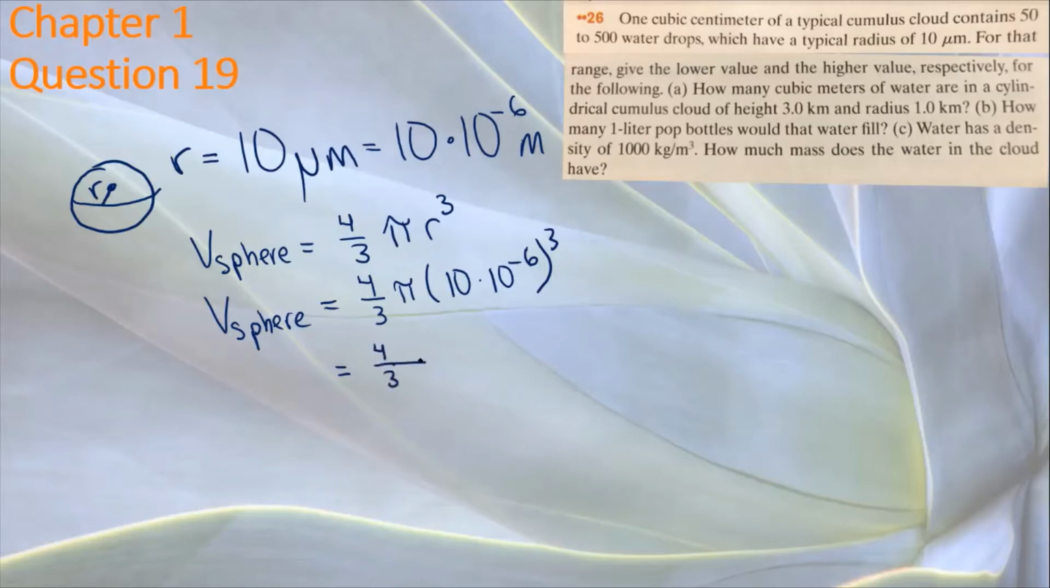4/3 pi times 10 to the minus 15. And our units are going to be meters cubed because the radius of the sphere was measured in meters and it's a volume, so it's going to be cubed.